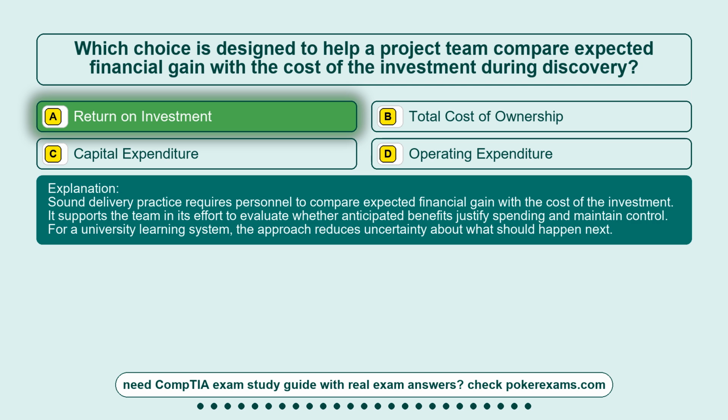Sound delivery practice requires personnel to compare expected financial gain with the cost of the investment. It supports the team in its effort to evaluate whether anticipated benefits justify spending and maintain control. For a university learning system, the approach reduces uncertainty about what should happen next.